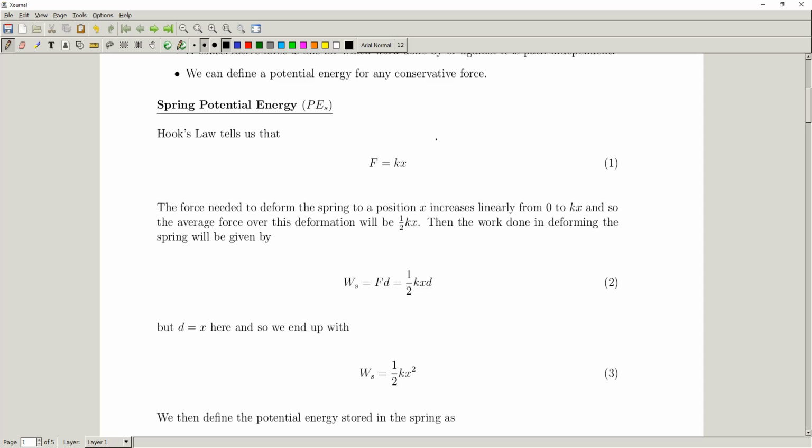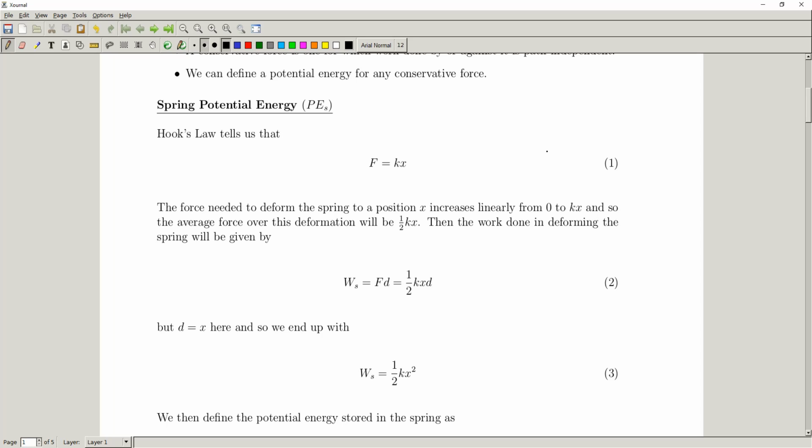But basically, we can argue that because x is increasing linearly, the average force needed over this deformation of x is going to be somewhere in between 0 and kx, and in fact it'll be right in the middle of 0 and kx because we have a linear region, so the force required there is going to be exactly half kx, and so that's what we've argued over here.